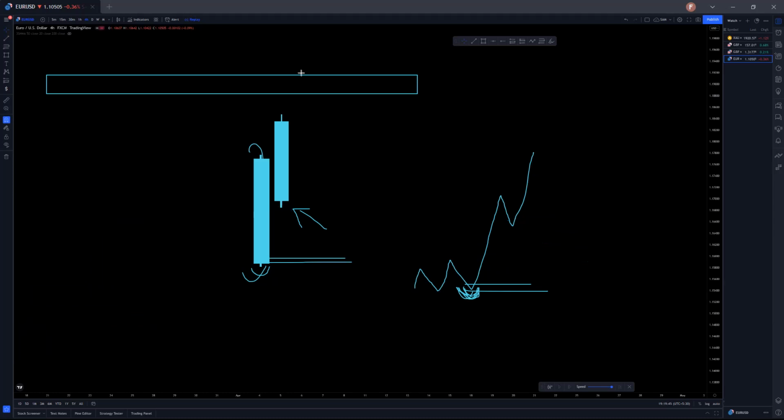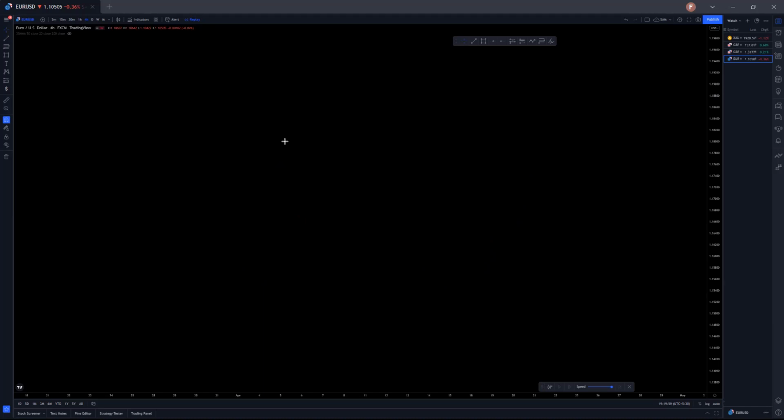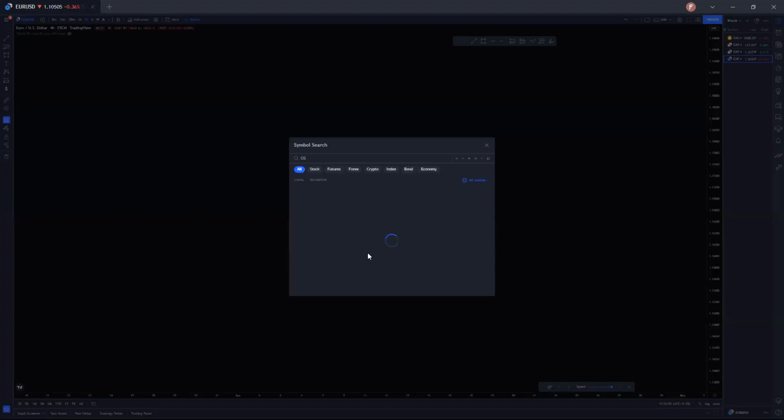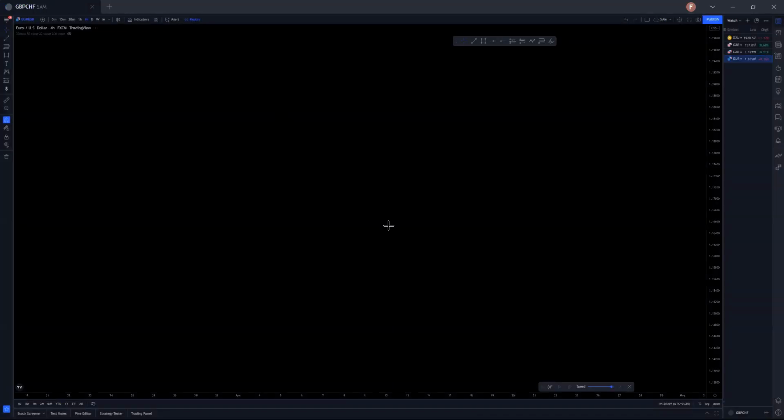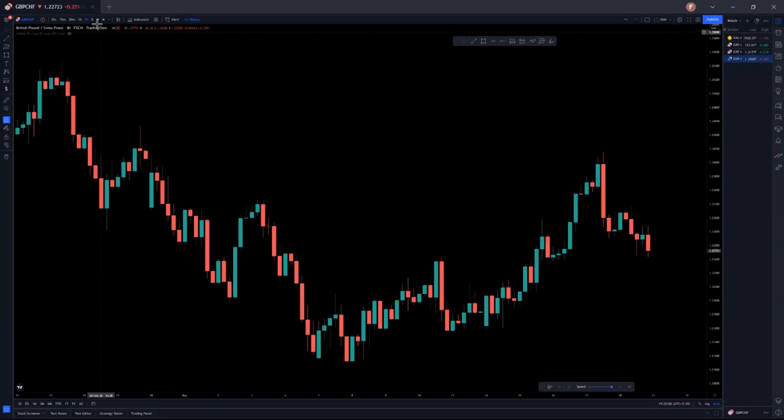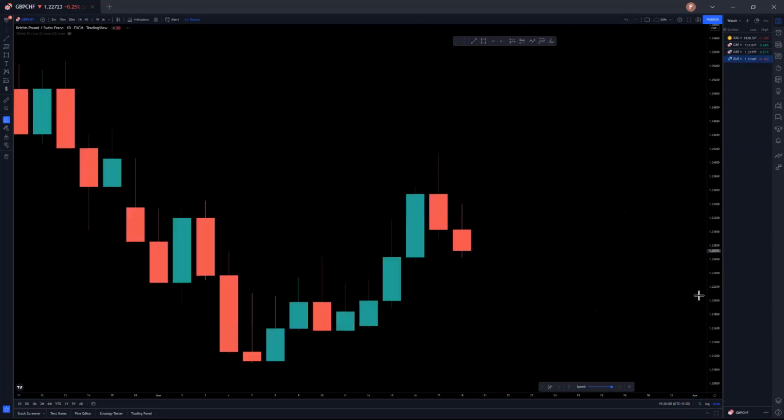All right, now what I mean by that is you can use the higher time frame to your advantage. So you can also take the daily. Let me discuss the GBP CHF trade that I took. Let me show you. All right, let's go to the daily. So now look at the daily.